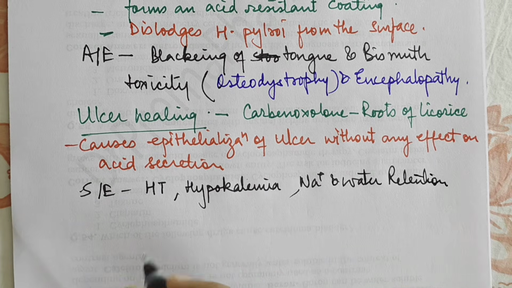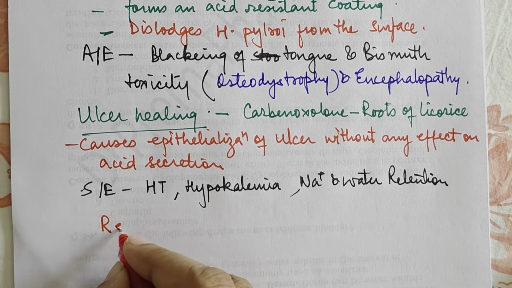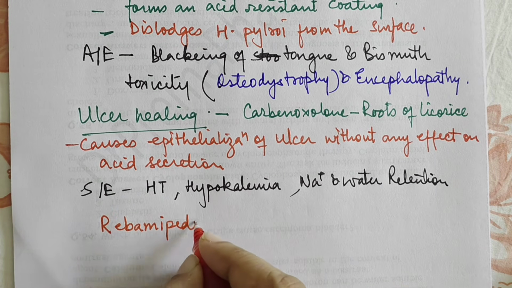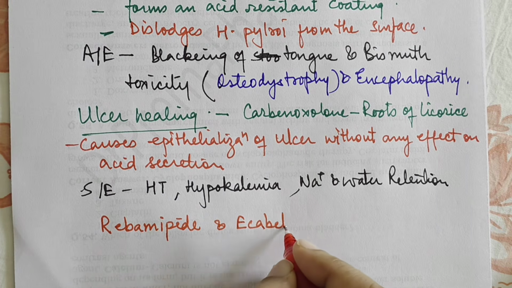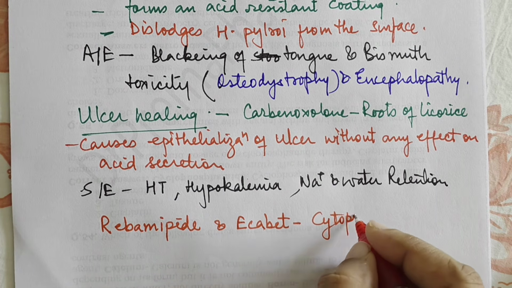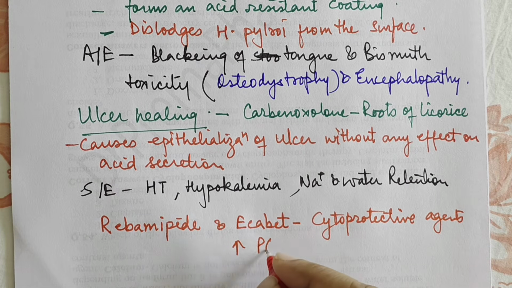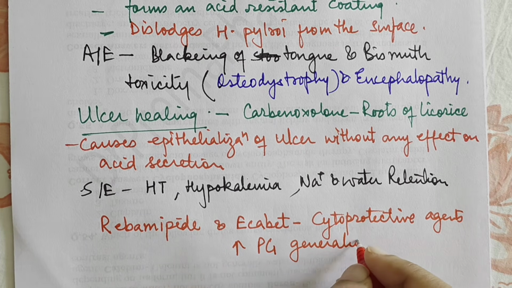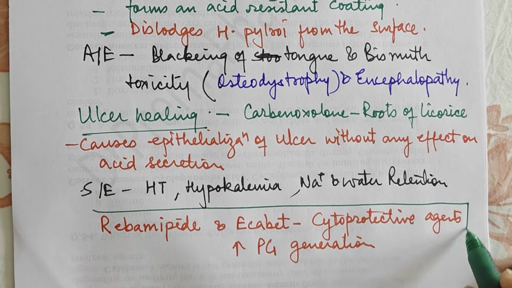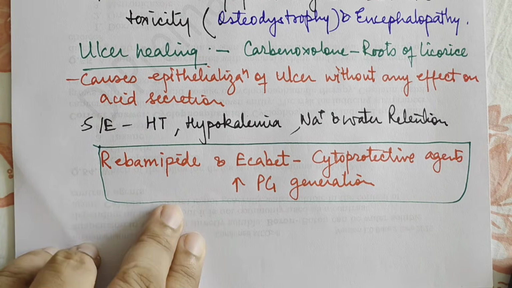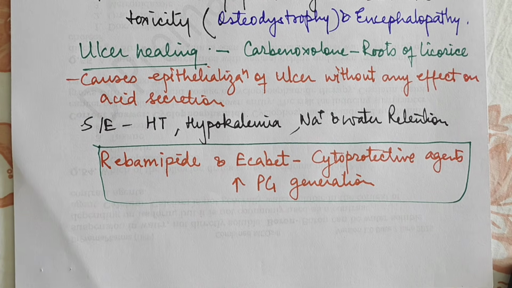Okay, then there are 2 new drugs, rebamipide and ecabet. These drugs are cytoprotective agents, and they act by increasing the prostaglandin generation. So these are drugs which again can be used in ulcers. That is rebamipide and ecabet.